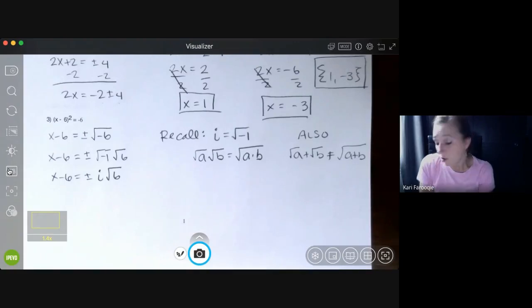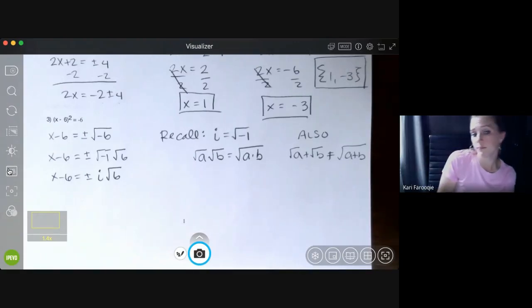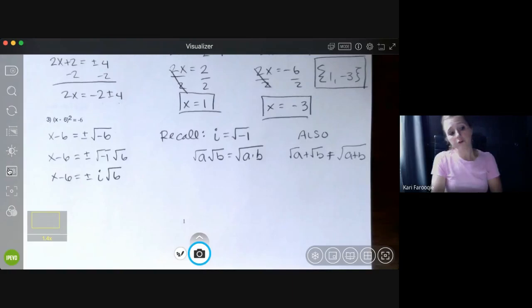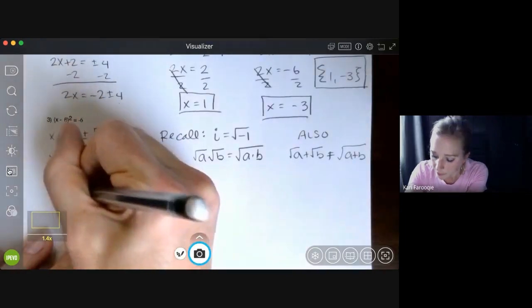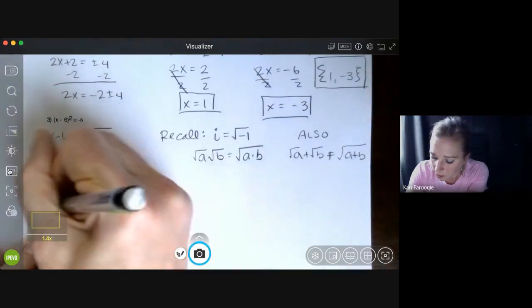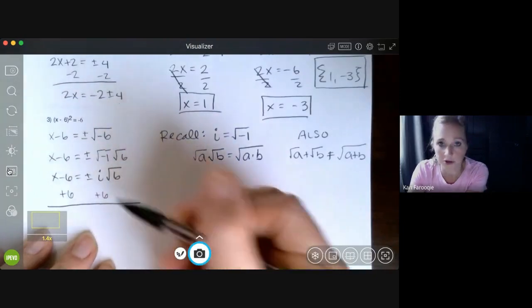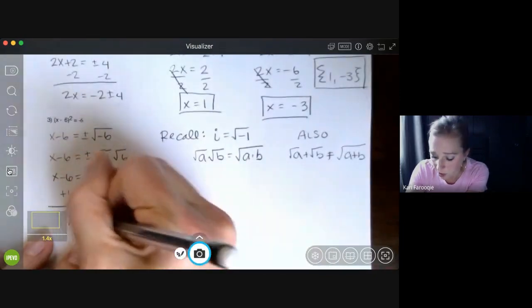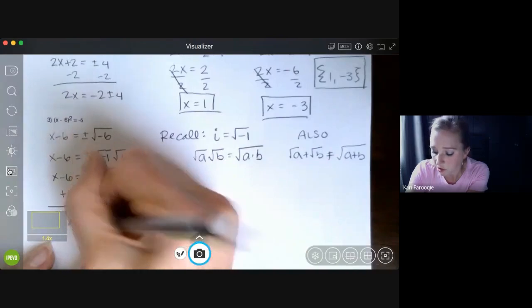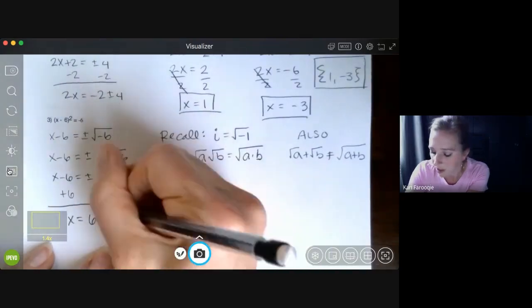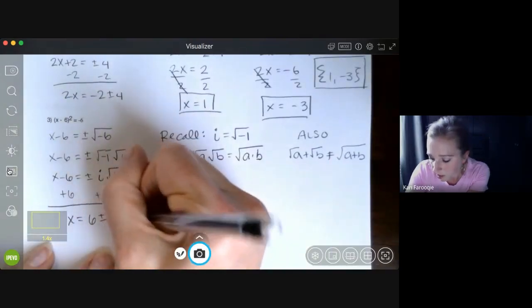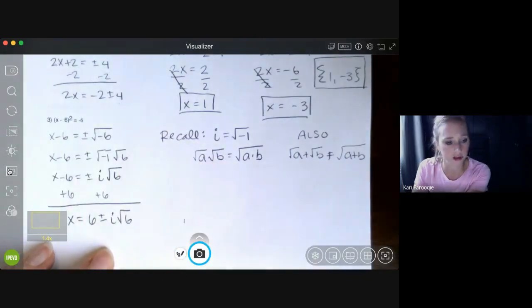Now, that was actually the hard part of this one. In order to get x by itself, the only thing we have left to do is add 6 to both sides of the equation. Now, remember that you can't add these two terms together and combine them. They're going to be separate terms. That's okay. Your solution is going to be 6, it's positive, plus or minus i times the square root of 6.